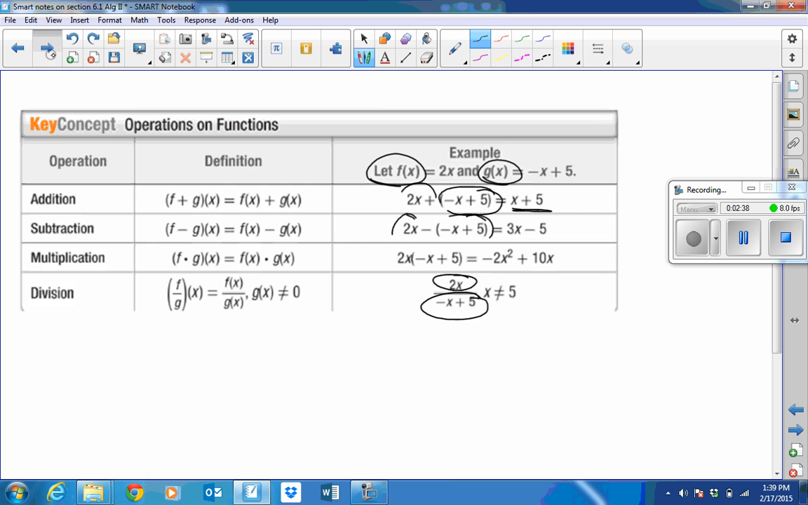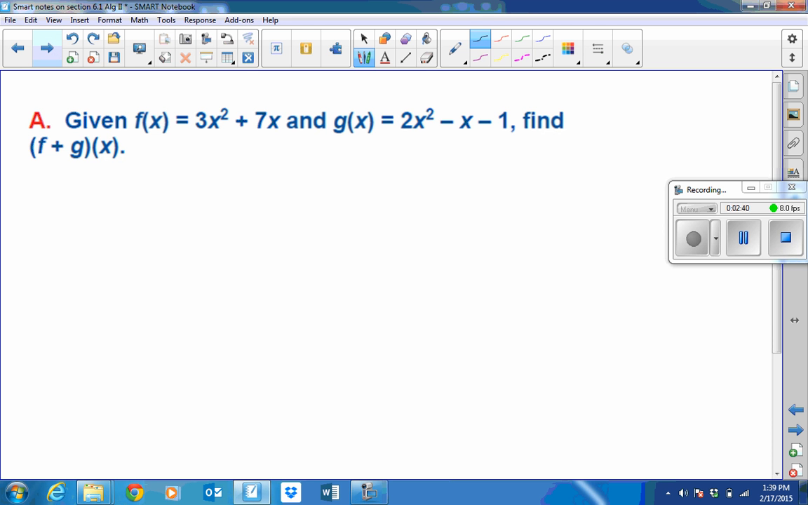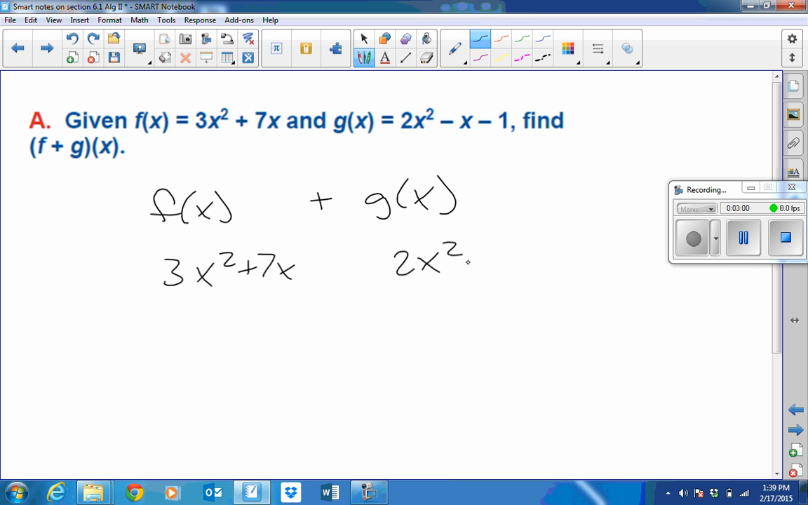Let's try some examples. Given f of x is 3x squared plus 7x, g of x is 2x squared minus x minus 1, find f plus g of x. That's going to be f of x plus g of x. F of x is 3x squared plus 7x. G of x is 2x squared minus x minus 1. We're adding them. We end up with 5x squared plus 6x minus 1.